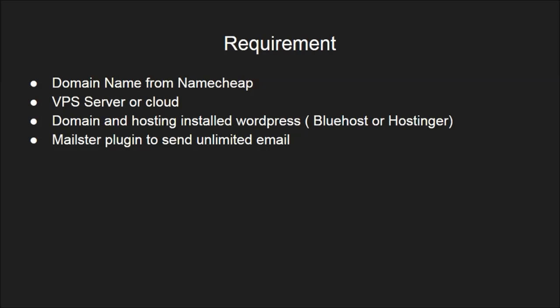Fourth, the Mailster plugin to send unlimited email. Mailster is a premium WordPress plugin designed for managing and sending email newsletters. It's a powerful tool that allows you to send unlimited emails, create campaigns, and track their performance. Think of it as a control center for your email marketing efforts. With Mailster, you can manage your email list, design email templates, and automate your email campaigns. By ensuring you have this component ready, you will be prepared to set up your SMTP bulk server and begin sending unlimited emails. Now that we understand the requirements, let's move on to the next step.